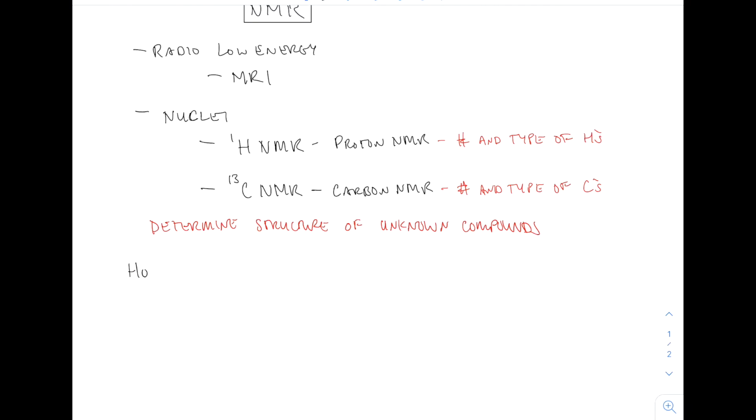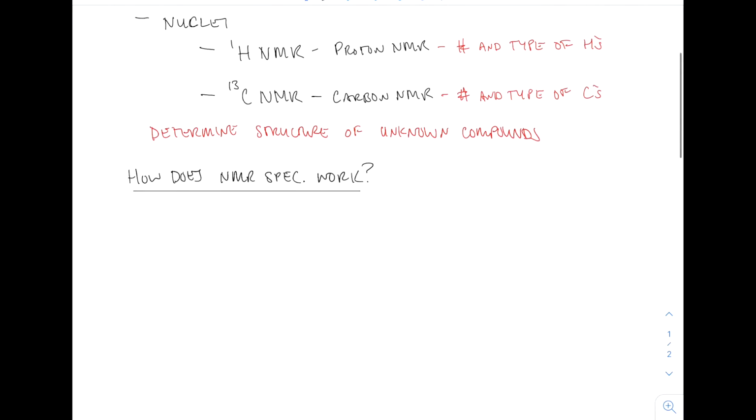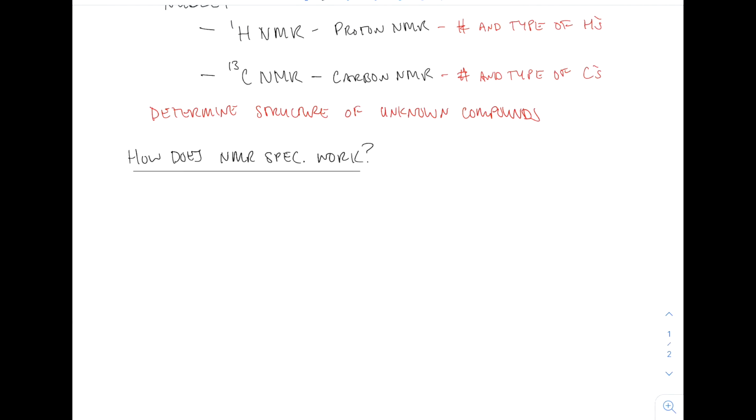How does NMR spectroscopy work? Well, nuclei of a given atom actually have spin, in a similar manner to electrons and how they have spin. So nuclei have spin. Remember, these guys are positively charged, and these positively charged nuclei therefore interact with an external magnetic field.